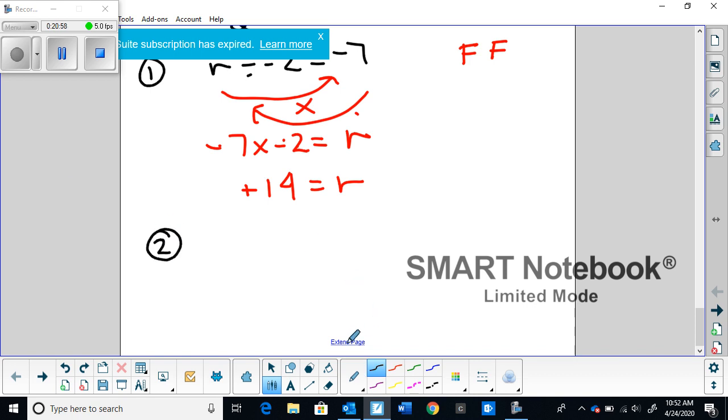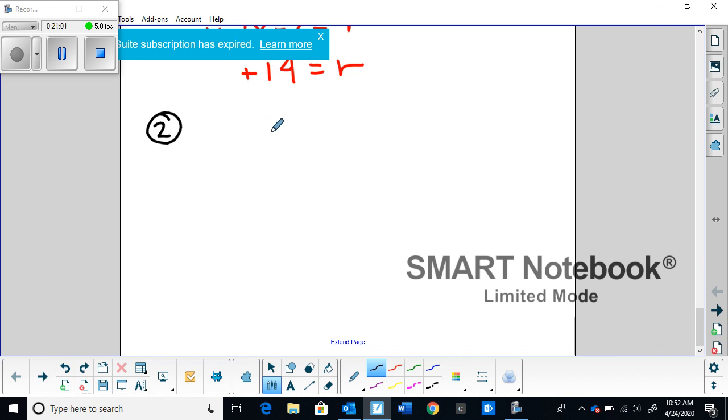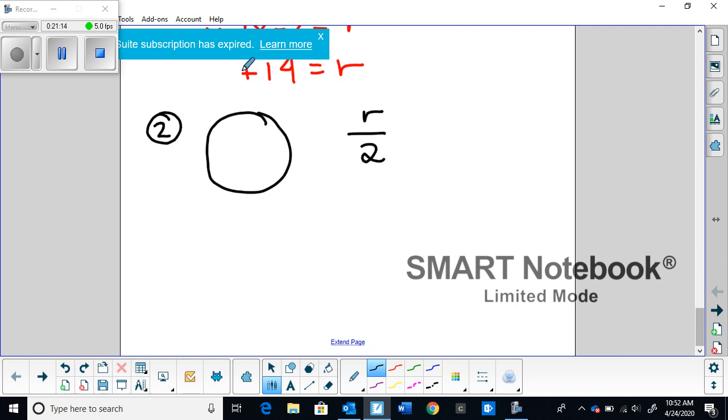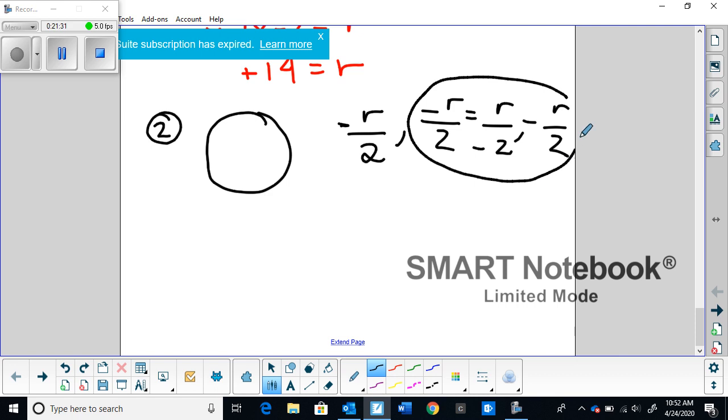The second method is the model method. Now, it's not going to use integer tiles. We're going to use little fractions. So I'm going to draw a circle because I have to represent this fraction, r divided by negative 2. So this is going to be a negative. Also, a helpful note: negative r divided by 2 is the same thing as r divided by negative 2, is the same as just negative r over 2. These are all the same thing. You can write them either way. Usually we write the negative on the top, so that's why I rewrote it here.